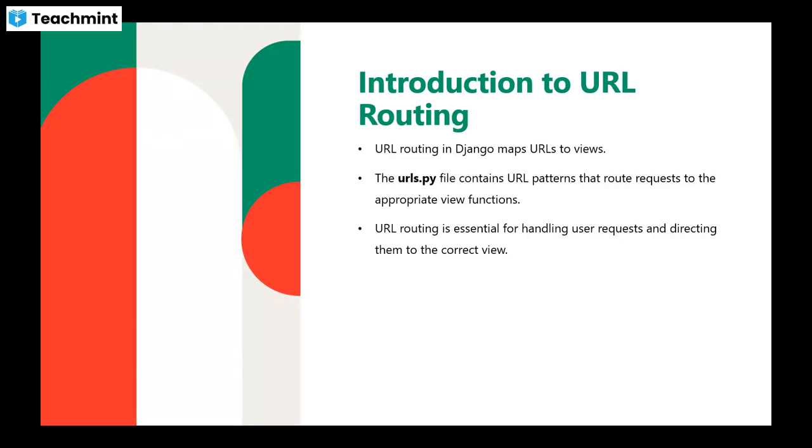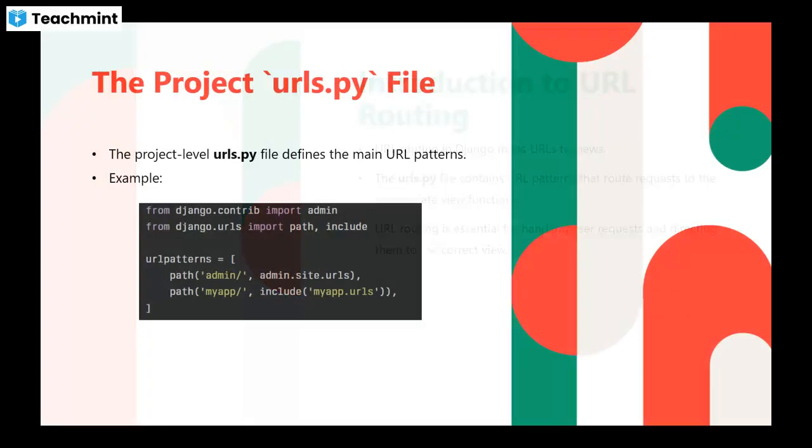So for what URL, what function should handle this request? We will do that mapping in URL routing, in urls.py. There will be two types of URLs files. One will be in the project folder.